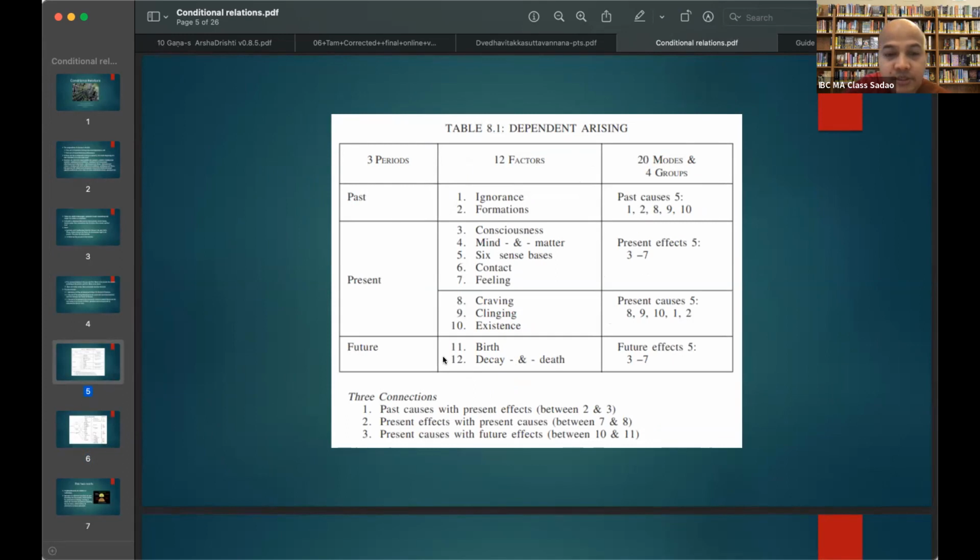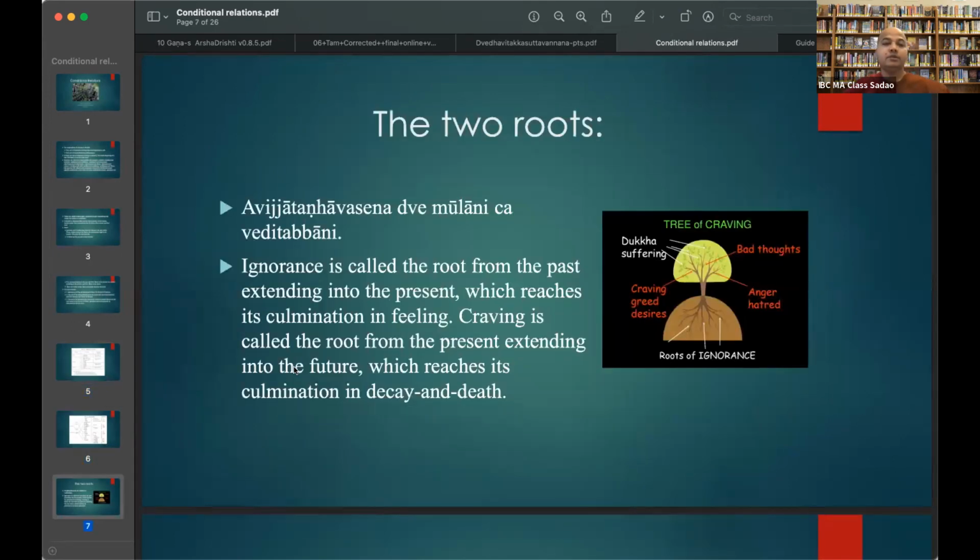But in this presentation here, these two are left out. Two roots primarily. So in Buddhism, when you talk about samsaric existence or the cause of suffering, the cause of samsara, there are basically these two roots I mentioned. One is avijja, one is tanha, right? Avijja tanha vasena dve mulani veditabbani. Avijja and tanha.